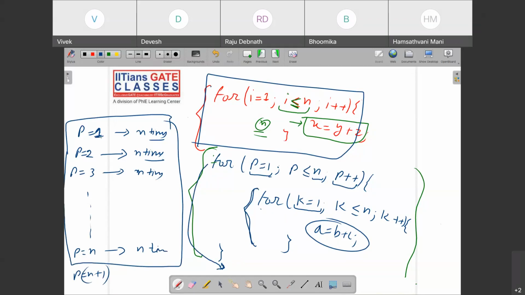Like for p equal to 1, we are executing this inside for loop n times. For p equal to 2, we are executing this inside for loop n times. Similarly, till n, we are executing it n times. So it's basically n multiplied by n, right? So it's n square. I can go into more detail and tell you the execution order here. Just tell me if you don't understand why it is n square. Any one of you can ask me the question.